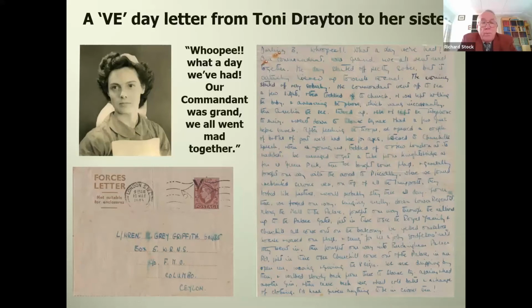We toddled off to a pub in Sloane Square and had a few gins before lunch, and then we went down to the palace to see the King and Queen and Winston Churchill come out onto the balcony. And so it went on with inebriated servicemen hanging from all the lampposts.